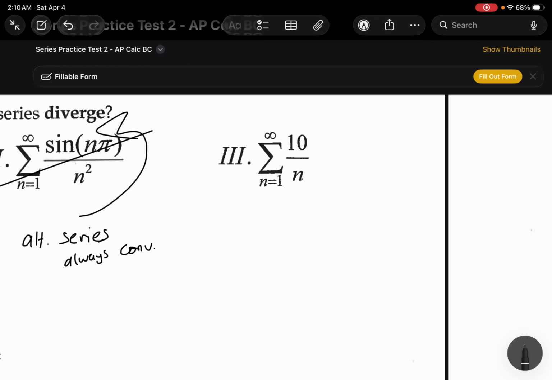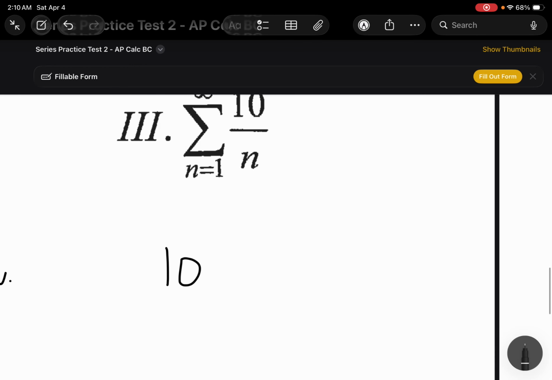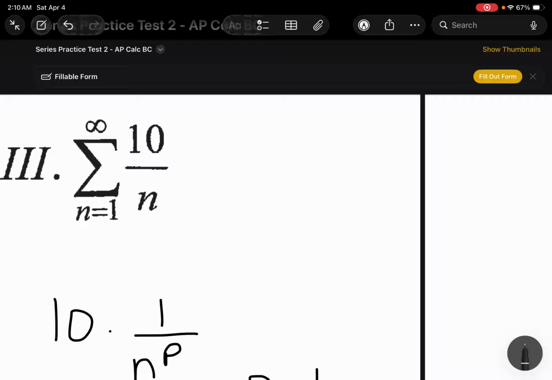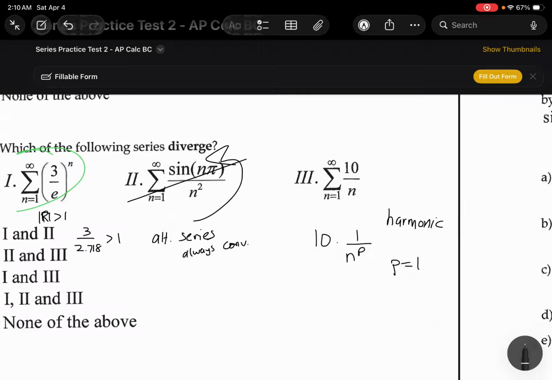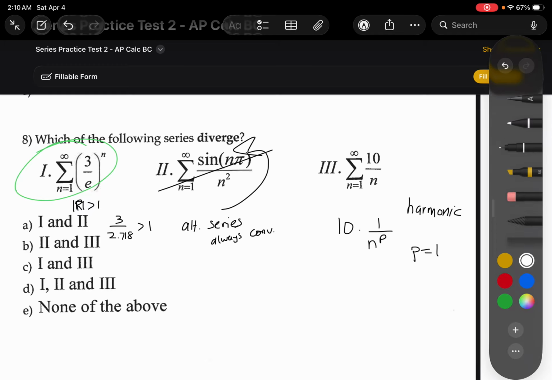And then number 3, 10 to the power of n, that's just basically 1 over n to the p, where p is just 1. This is a harmonic series, and harmonic series always diverges. So our answers are going to be 1 and 3, which is C.